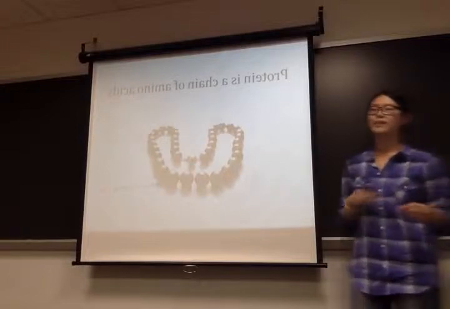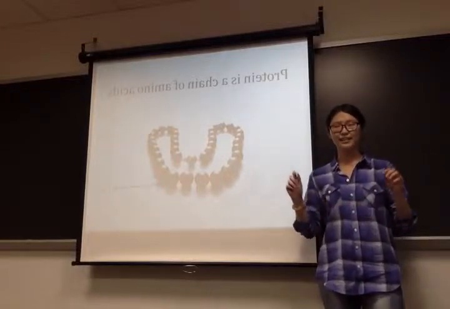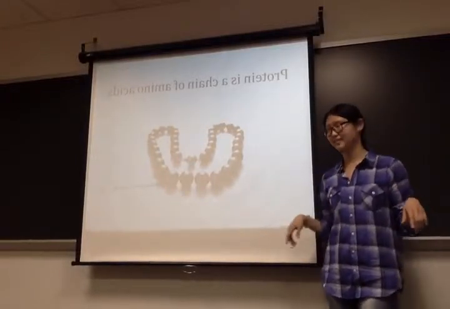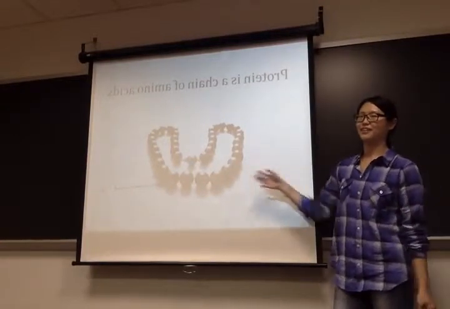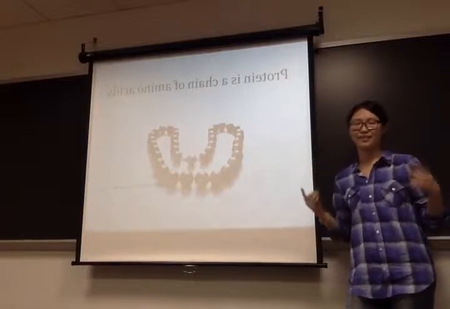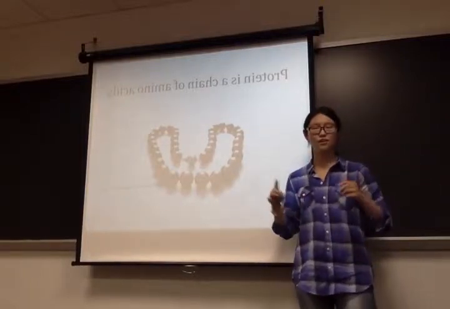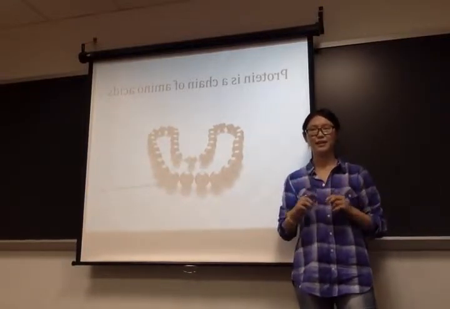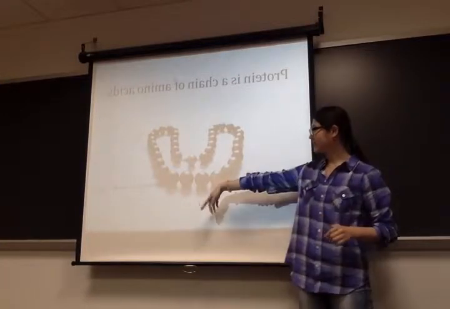A protein is made of amino acids. It's like a chain of amino acids. Just like the picture showing here, it's a necklace made of pearls, and we can think about a protein as also a chain or necklace made of amino acids, just like one pearl.